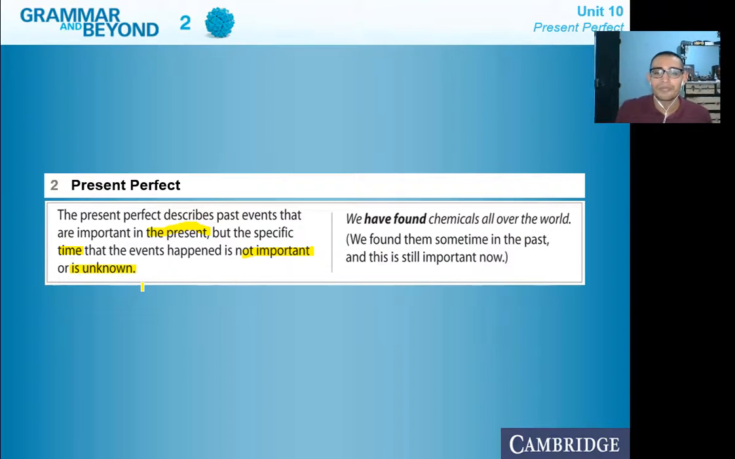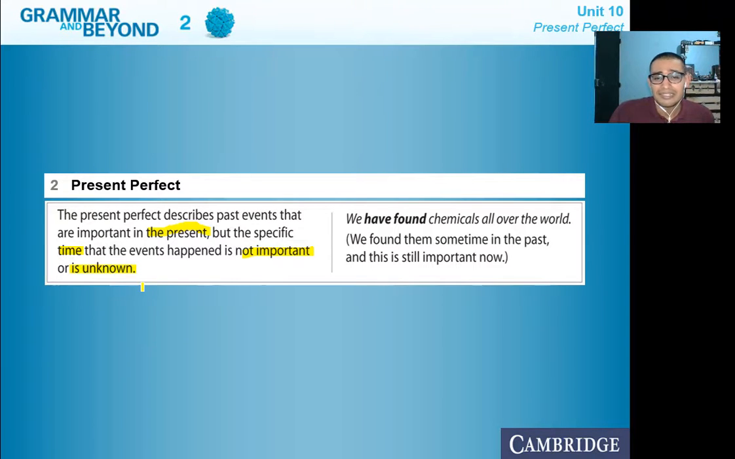And I have an example. We have found chemicals all over the world. Does it say the date specifically in which the chemicals were found? No, right? Because it's not important or it is unknown. We found them sometime in the past and this is still important now.